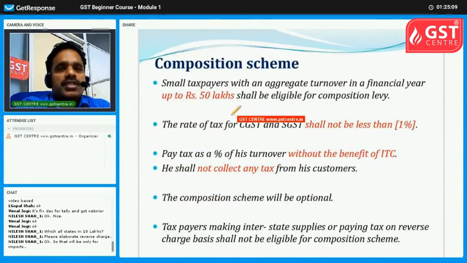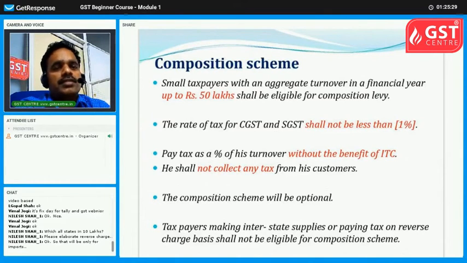Yeah, that is true. And next is the composition scheme, as in the VAT system and all. Now it is also prevailing. Small taxpayers with an aggregate turnover in a financial year up to rupees 50 lakhs shall be eligible for composition levy. Composition levy means you have to multiply the tax rate into your turnover and pay that tax. No need of calculating input tax credit, deduction from tax liability, nothing like that.